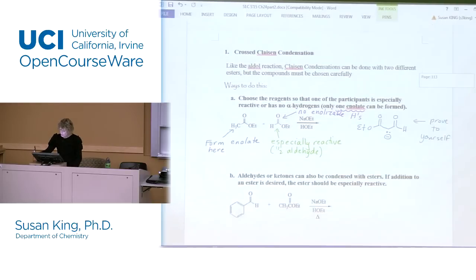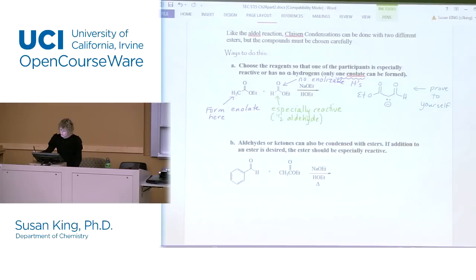All right, so that's one way. We might not always have that luxury, though. So let's see. Maybe we have some other ones that we're not going to be able to do that with. So second way, aldehydes or ketones can also be condensed with esters. If addition to an ester is desired, the ester should be especially reactive.